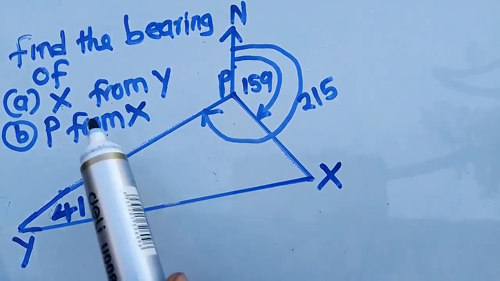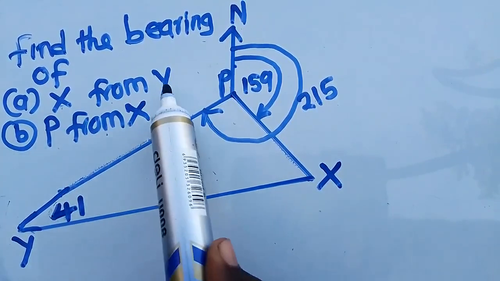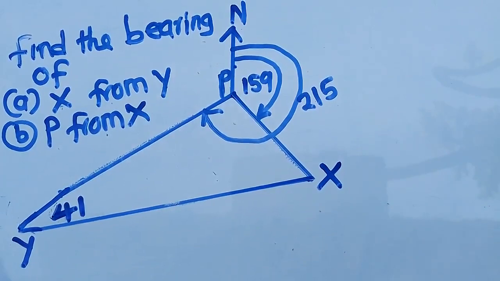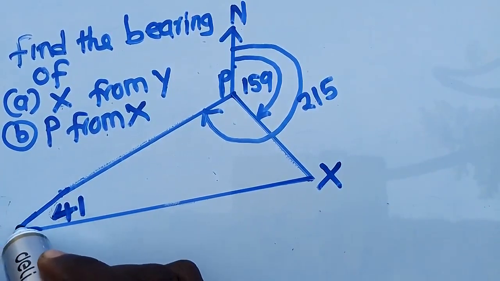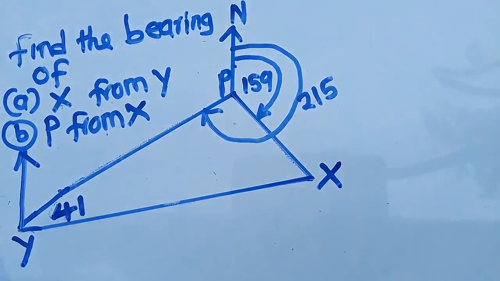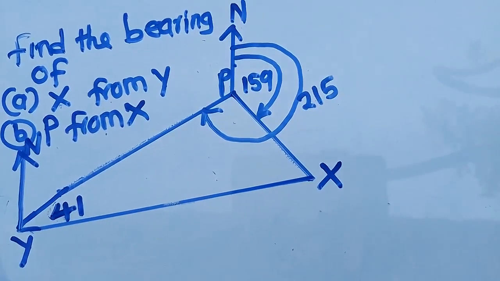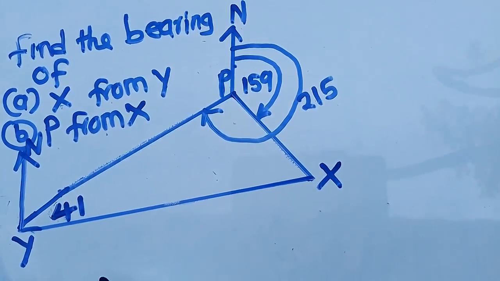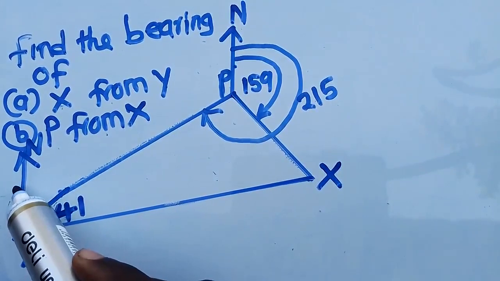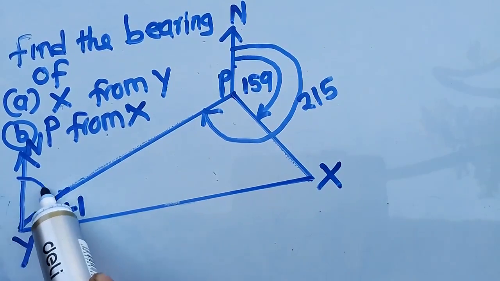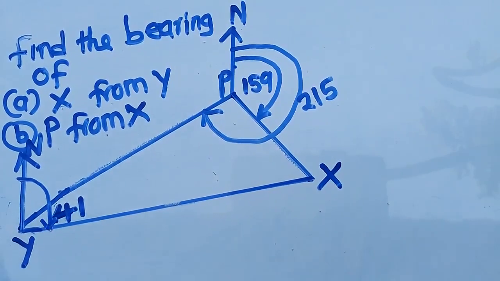Very simple. The bearing of x from y. You start from where? You start from y. So at y here, you put a north line like this. This is where you're going to put a north. They are saying the bearing of x from y, so you start at y, the north there. Then you reach x. This is x. Have you seen?